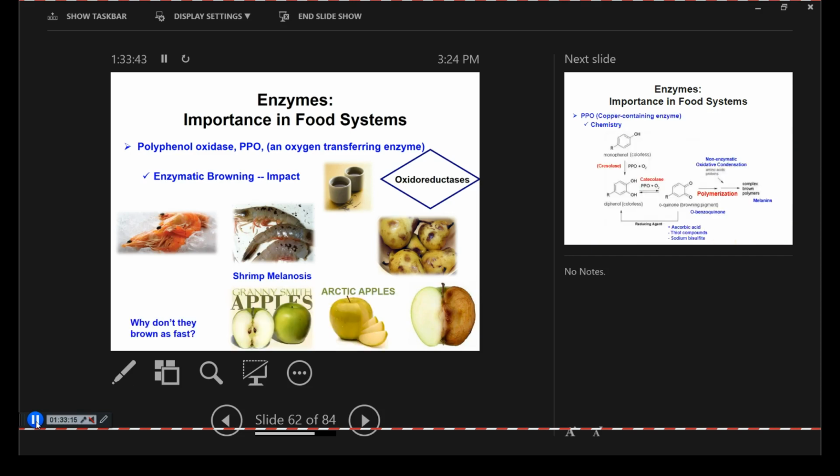So Granny Smith, for example, does not brown very fast. Why? Did I say that before? Yes, it's genetically modified to have a lower PPO concentration in the apples.